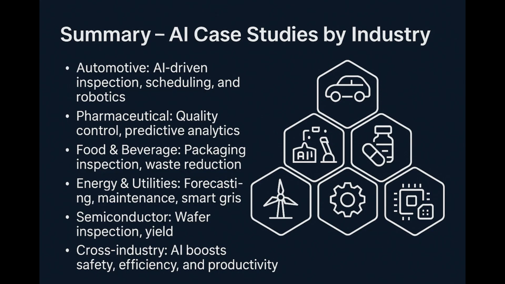In energy and utilities, AI forecasts demand, enables predictive maintenance, and optimizes grid operations with smart, adaptive control. And in the semiconductor industry, AI ensures defect-free production, improves yield, and prevents downtime in extremely complex and sensitive processes. What we see across all these cases is a common pattern. AI adds intelligence to every layer of the value chain, from raw materials to delivery. Now let's move into the next section: how to actually implement AI in your own industrial environment.